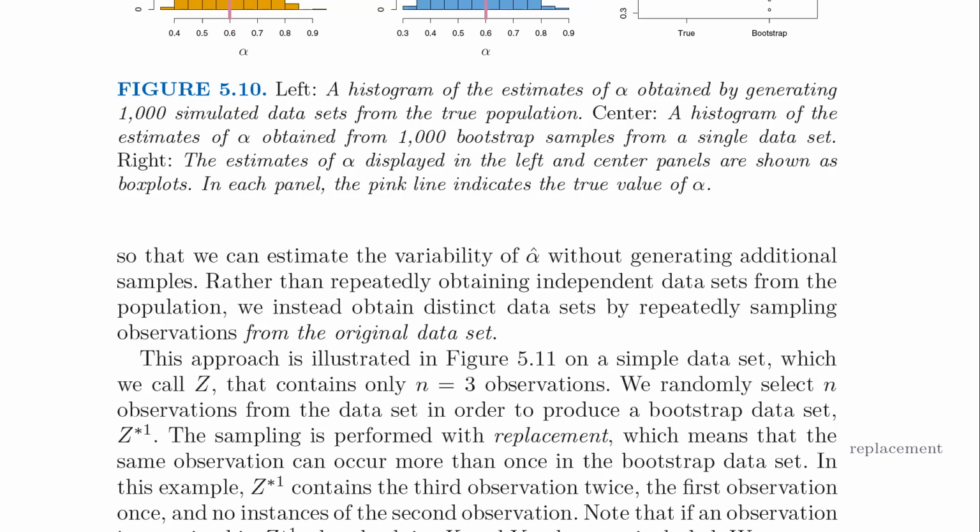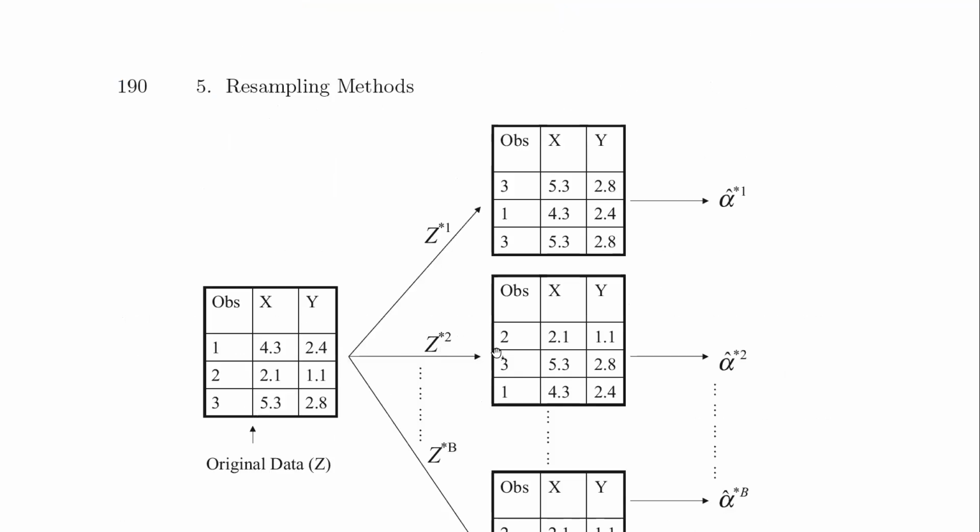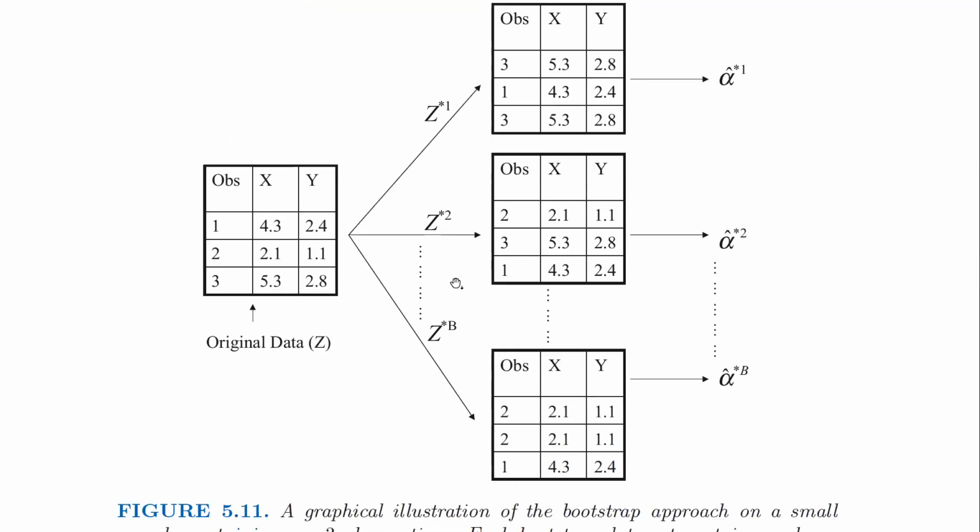We instead obtain distinct data sets by repeatedly sampling observations from the original data set. Okay, this approach is illustrated in figure 5.11.